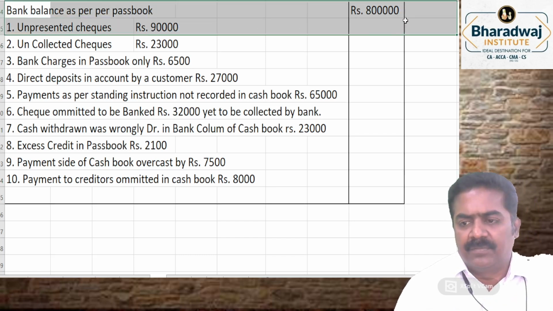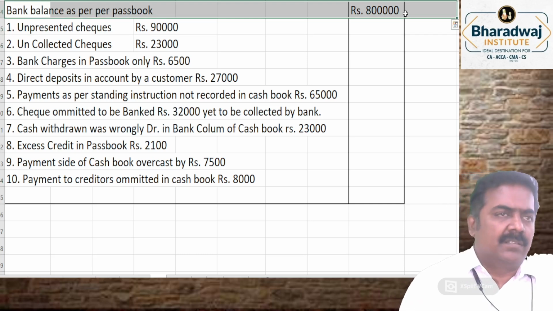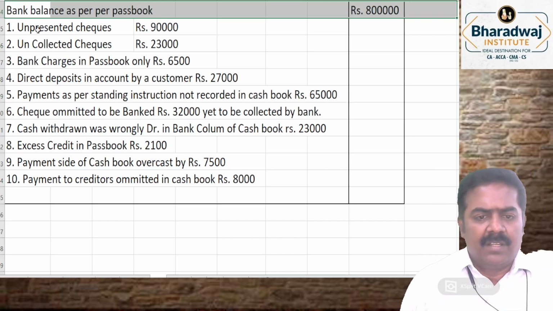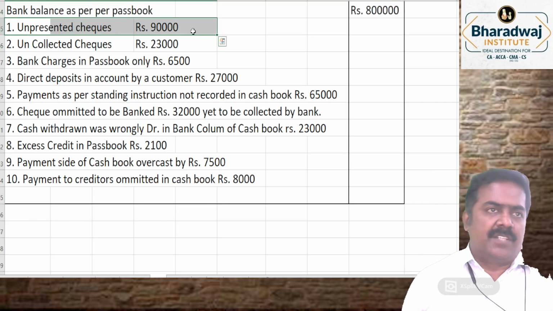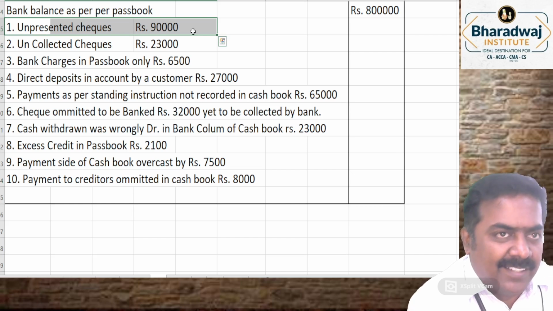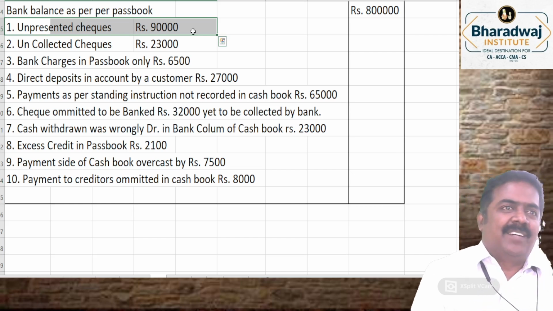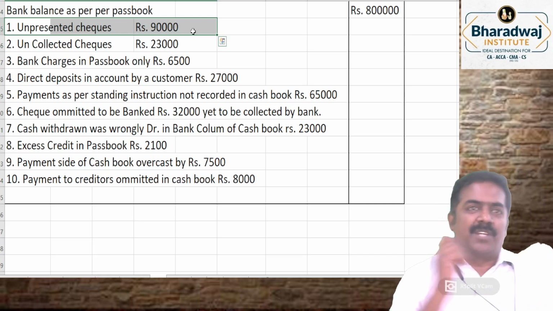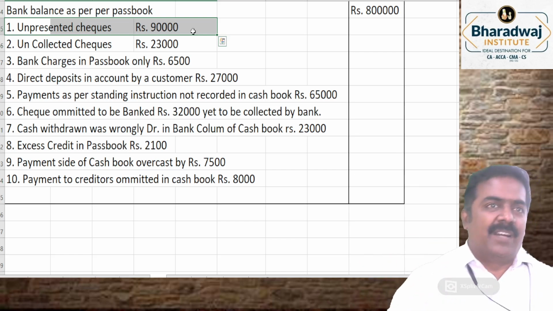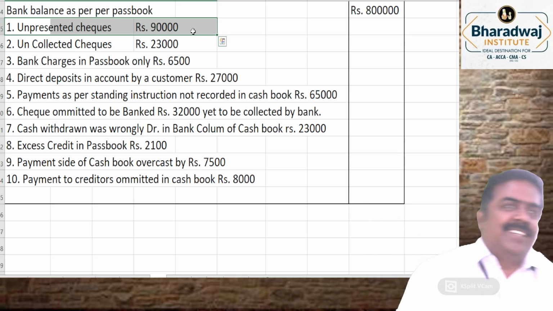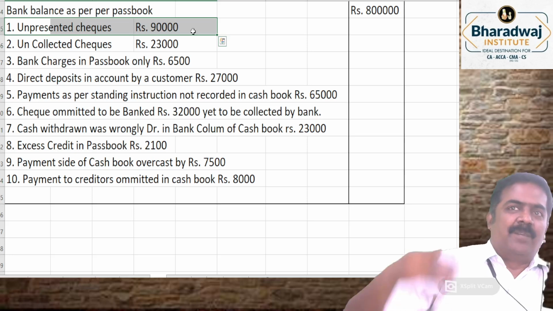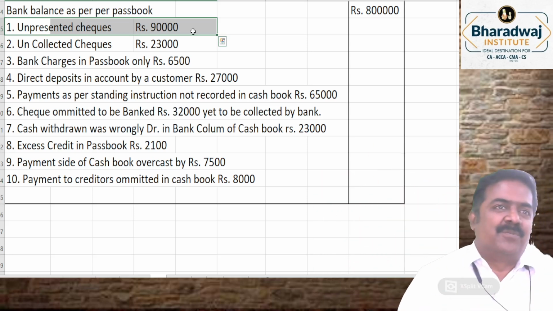Who are we now? Banker. According to customer, we have to adjust. What do you mean by unpresented check? Unpresented means checks issued by the customer, but the party has not come and presented the check for payment, so it's not paid by the bank. It's an outflow check.